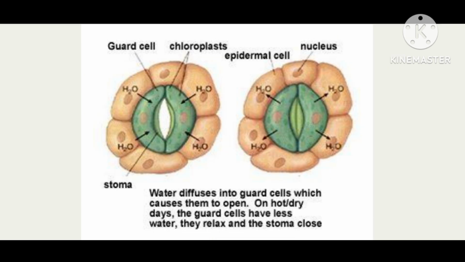Here is the diagram. They have given the structure of the stomata. We can observe it has a pair of guard cells, chloroplast and stoma. In the left side diagram, we can see the opened guard cells, and in the right side diagram we can observe the closed guard cells. They help in the exchange of gases. During inhalation, these guard cells will open, and in the exhalation of gases, the guard cells will close. I hope you all understood about the stomata.